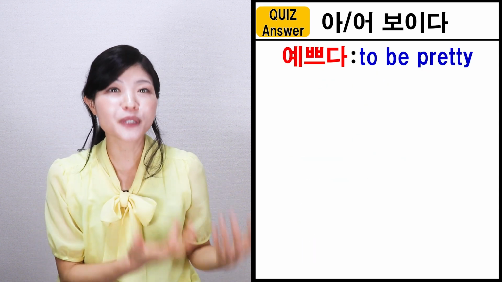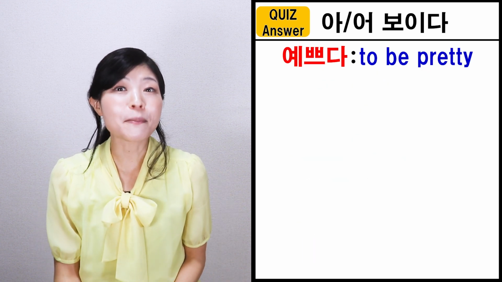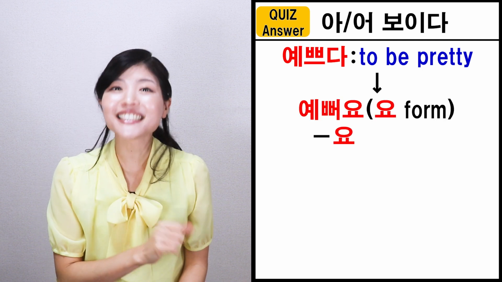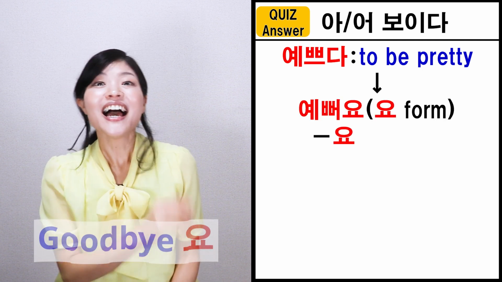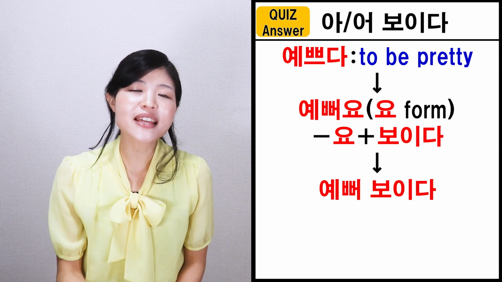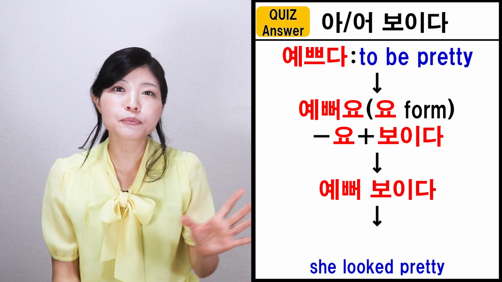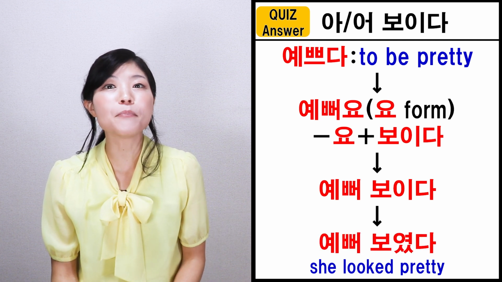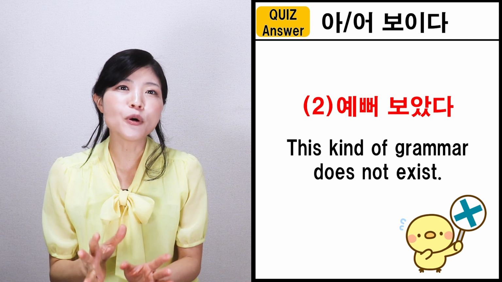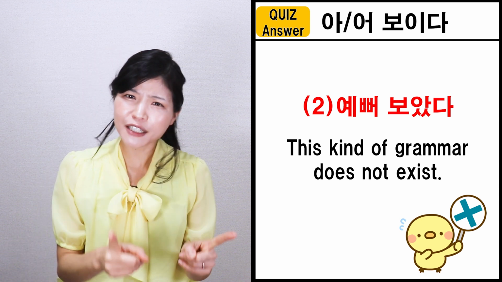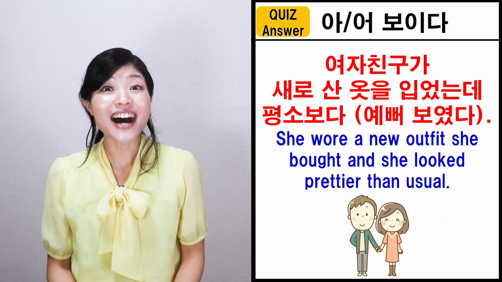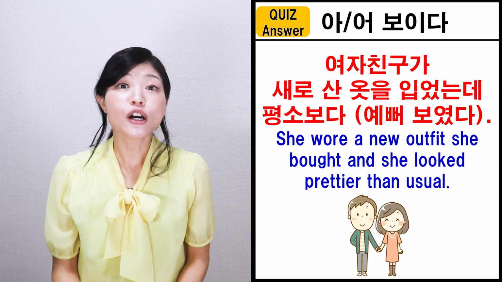예쁘다 is to be pretty. The 어 form of 예쁘다 is 예뻐요, right? You remove 요 from it. Goodbye. And attach 보이다 to make 예뻐 보이다. Here you want to say the past tense like she looked pretty, so it becomes 예뻐 보였다. Number 2 is wrong because it said 예뻐 보았다, right? This kind of grammar does not exist. So be careful!